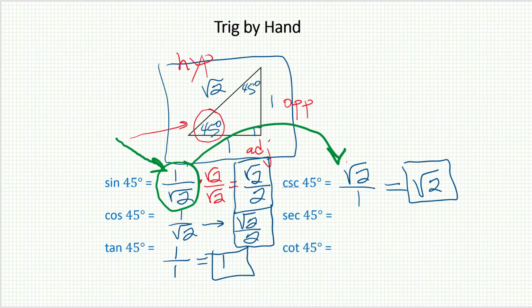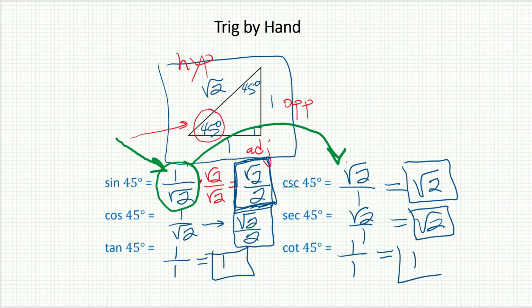I could have used this root 2 over 2 and flipped it upside down. Then I would have had to rationalize the denominator and reduce. It would have taken a lot more steps. So make your work as easy as you can. Obviously, since cosine 45 is also 1 over root 2, the answer will come out the same here, root 2 over 1 as the reciprocal, simplifying to square root of 2. Cotangent 45, well, the reciprocal of 1 is just 1 over 1, which is 1. So same value.